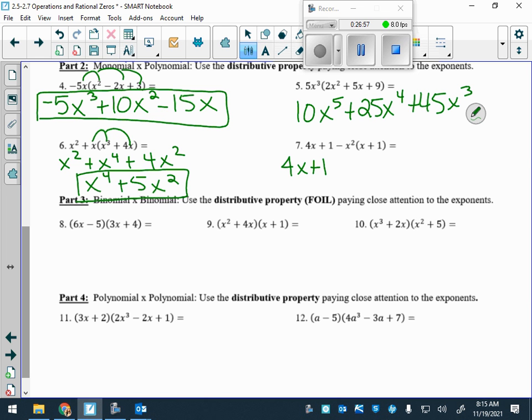Negative x squared. So I have negative x cubed minus x squared. Okay, so you're only distributing the negative x squared. Now we combine like terms, if there is any. If not, we write it in standard form. So we have negative x cubed minus x squared plus 4x plus 1. That's our answer.